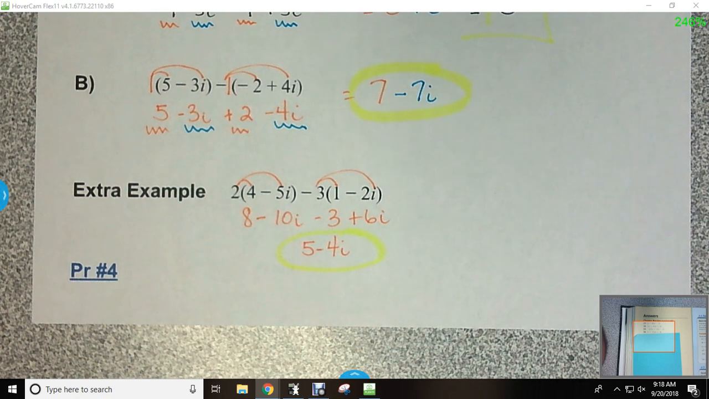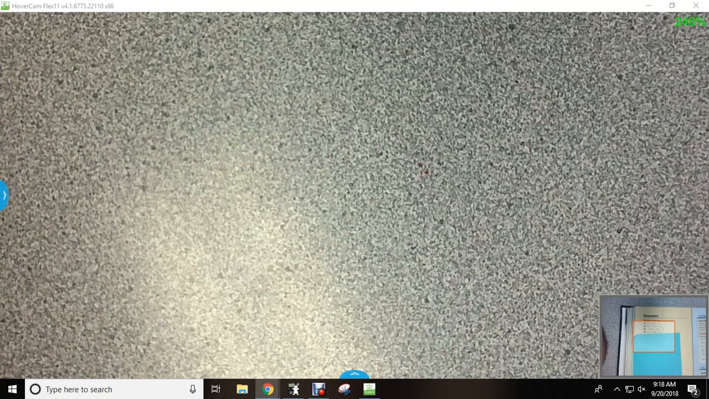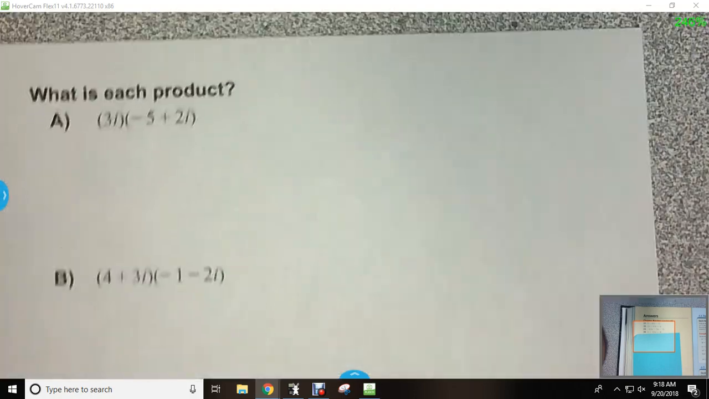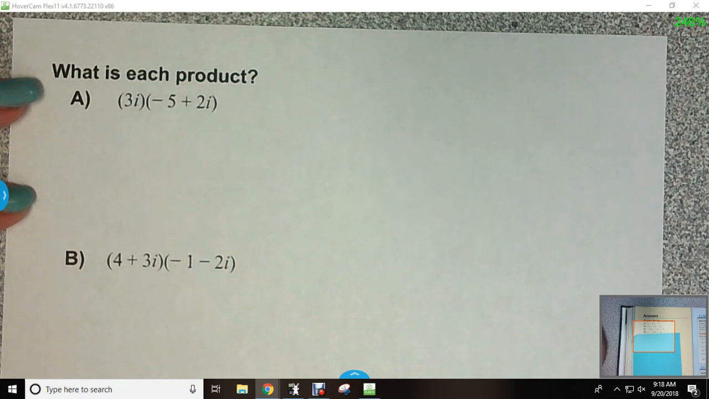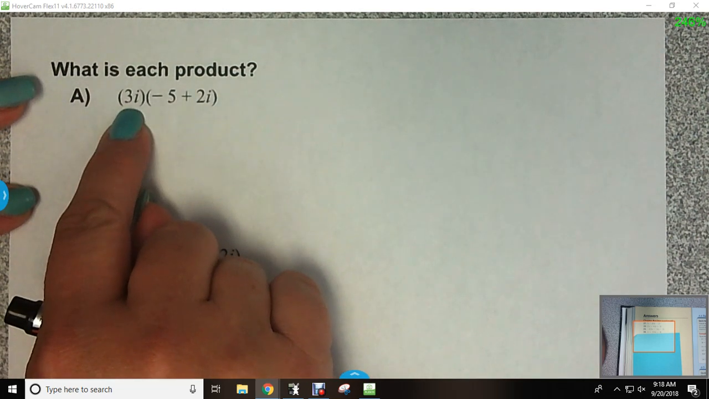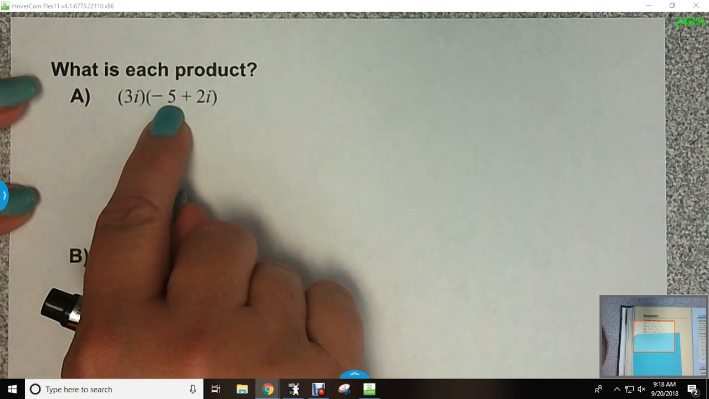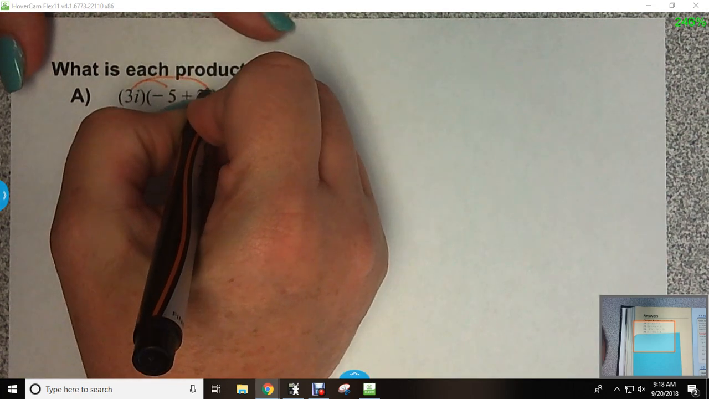Right, 2 more examples, and that's it for section 4.8. Okay, at least as far as what we're going to be doing. So problem 4 finishes up on the next page. They want to know what is each product. Well, product just means multiply. Well, this is a single term, which is a monomial times a binomial. You're just going to distribute.